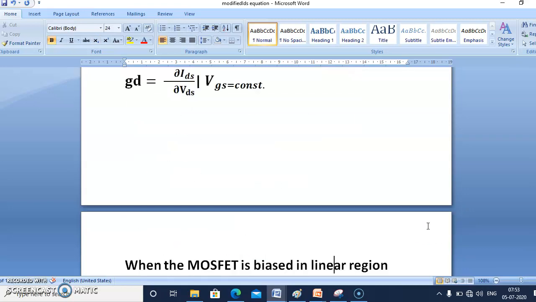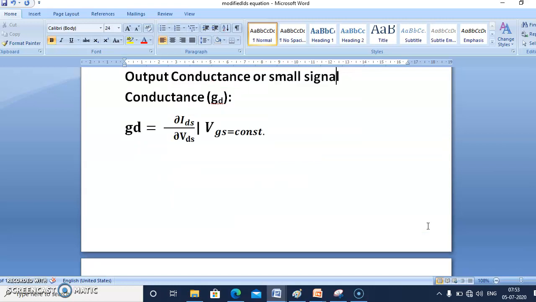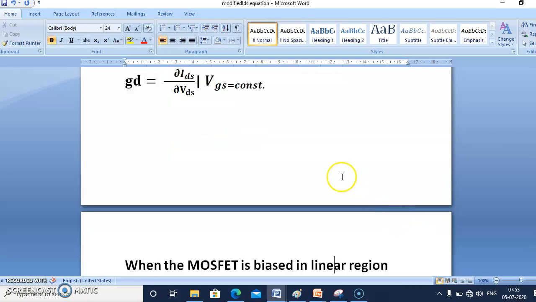So that is GM. Then the next parameter is output conductance or small signal conductance, GD. So GD is equal to dou IDS by dou VDS. Previously what we did, we differentiated IDS with VGS. Here we need to differentiate IDS with VDS, provided VGS is constant.